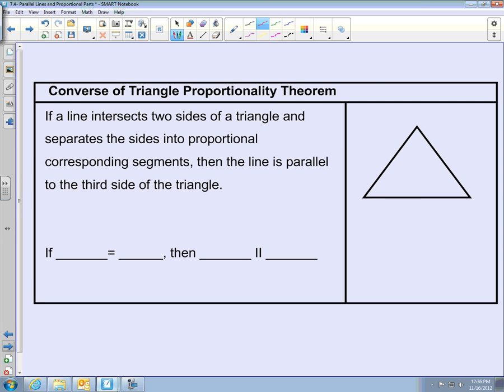All right, so in the same way, we have the converse. If a line intersects two sides of a triangle and separates them into proportional corresponding segments, then you know the line is parallel. So first we saw that it was parallel and it broke it into proportional parts. And here, if we have proportional parts, we're going to know it's parallel. And so I'm just going to show you guys the line again so that we know what we're referencing. So if DE and EA are proportional to CB and BC, then we know that DC is going to be parallel to EB.